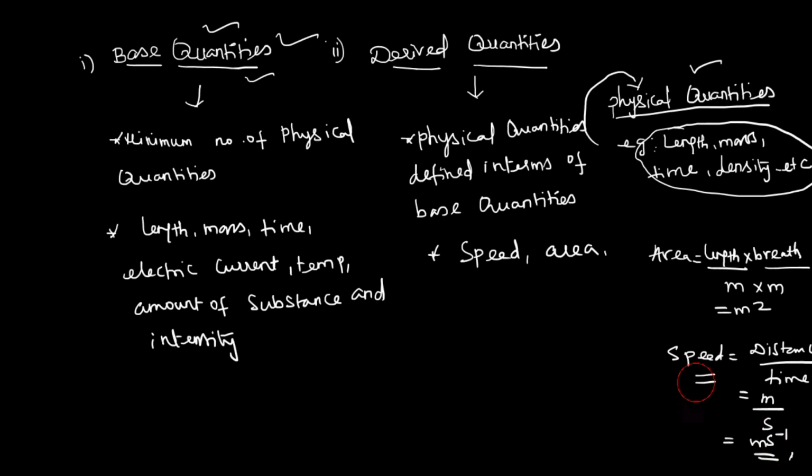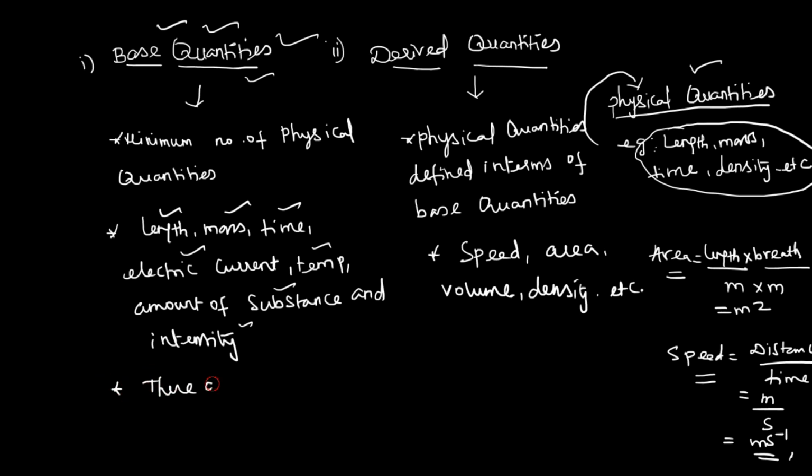These are all based upon the basic quantities: length, mass, time, electric current, temperature, amount of substance and intensity. Based upon the base quantities, we define all the derived quantities: speed, area, volume, density, etc. There are 7 basic quantities in number, which are called base quantities.